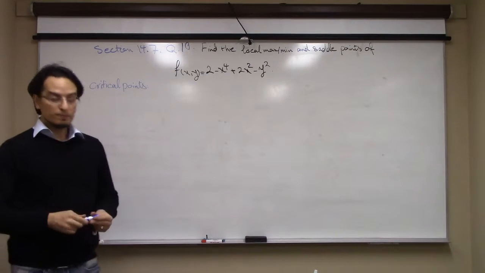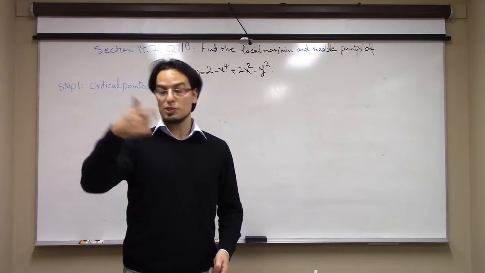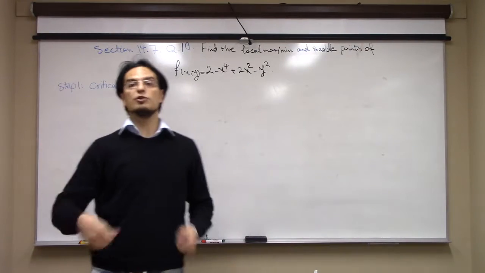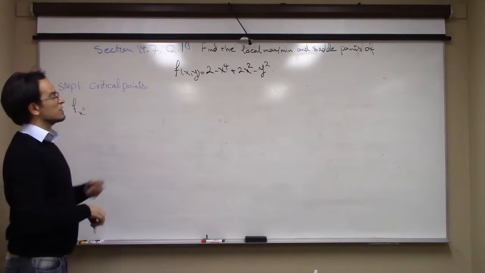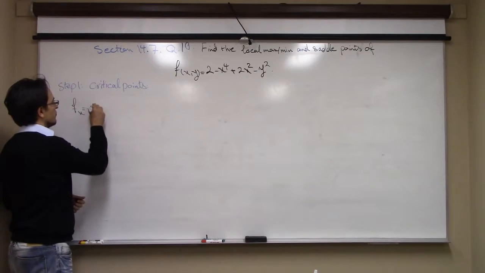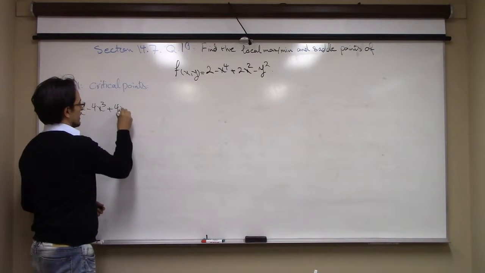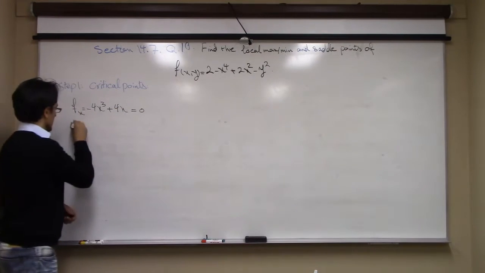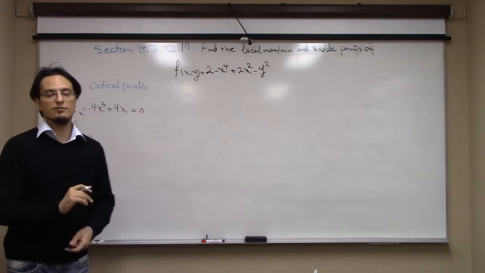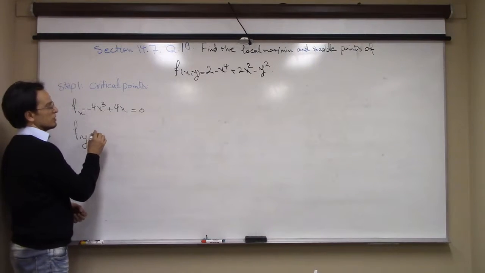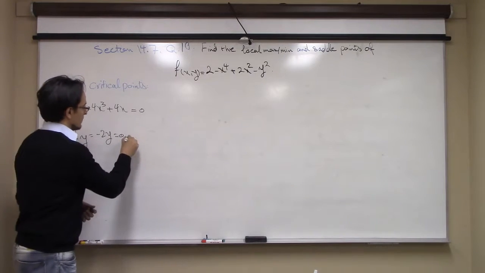To find critical points, I find the first partial derivatives with respect to x and y, set them equal to 0, and solve them. So fx, the partial derivative with respect to x, is minus 4x cubed plus 4x, set it equal to 0. That's not enough. I have to do both first partial derivatives and then set them equal to 0, which is minus 2y with respect to y, set equal to 0.